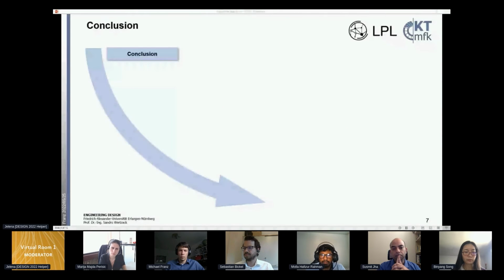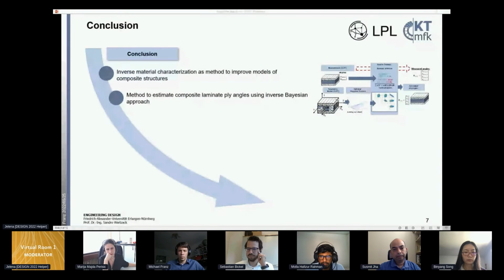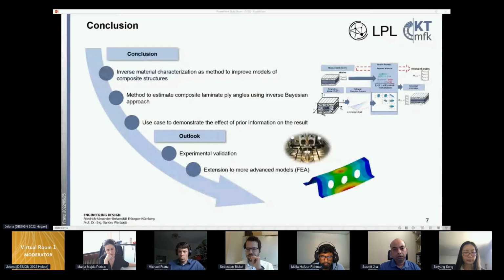To conclude, I gave a brief motivation on why the digital twin can benefit from inverse characterization. I presented a method to estimate composite laminate parameters and applied it to a use case showing the effect of prior information. Further research activities have to face experimental validation and the extension to more advanced models like FEA models.